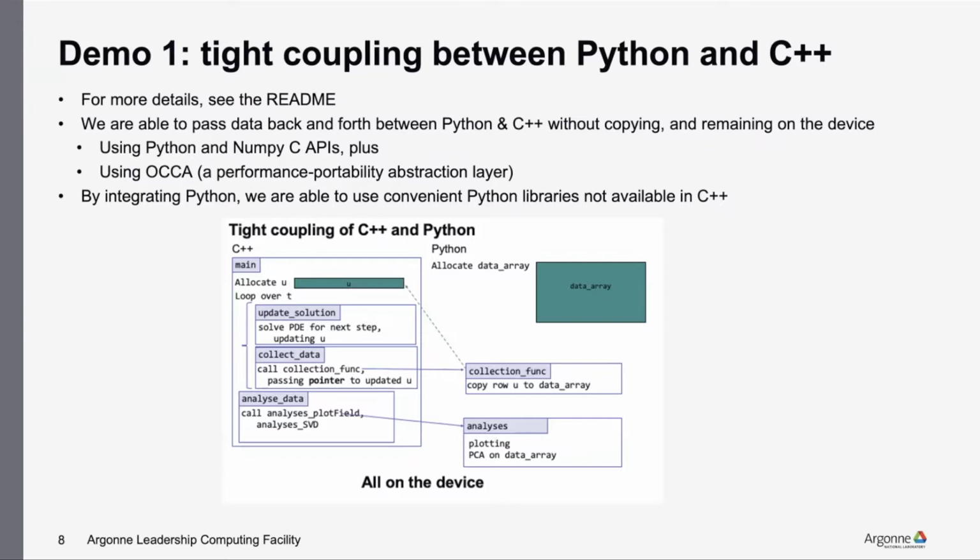Here's a diagram summarizing the demo. On the left, we have C++. We allocate an array, U, and we're looping over time solving a PDE. Each time we're updating that array. And we pass U over to the Python side by a pointer, so that's not a copy. But then on the Python side, we do copy it just to keep the history for a while, and that's in that data array.